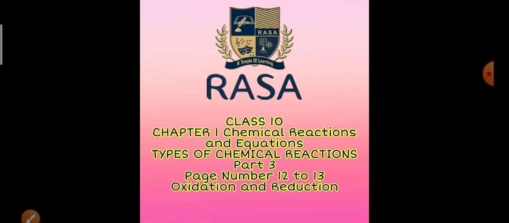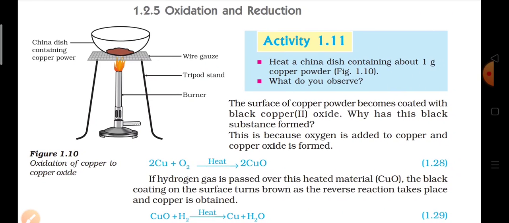Chapter number 1, chemical reactions and equations. Under this, we will study types of chemical reaction, and what we will study today is oxidation and reduction. It is on your book page number 12. What is oxidation and reduction?